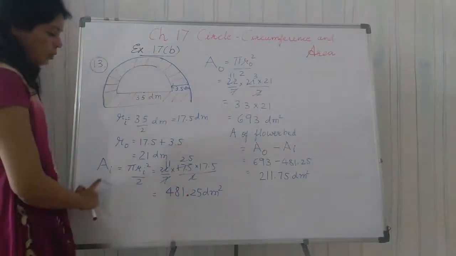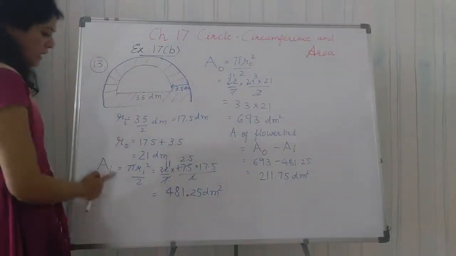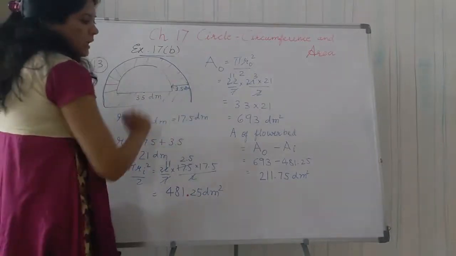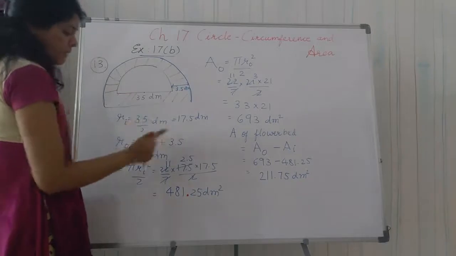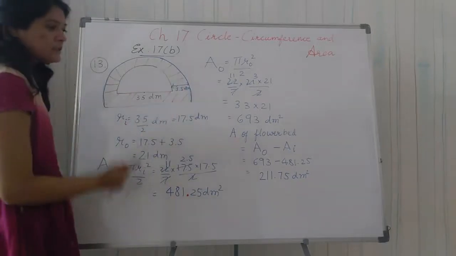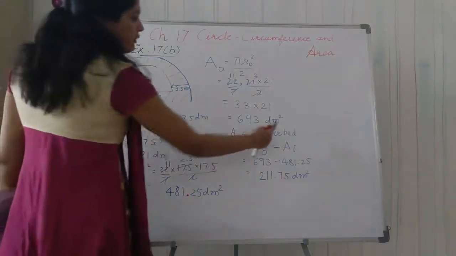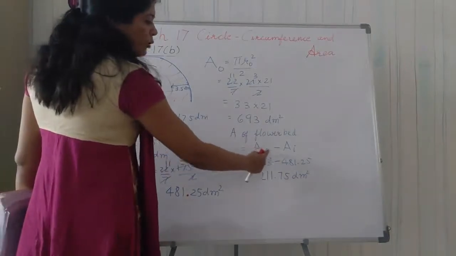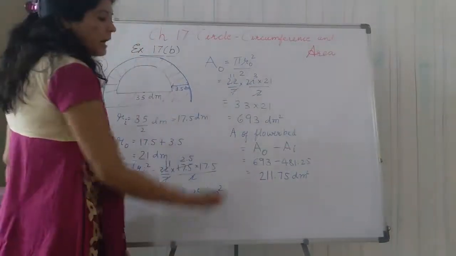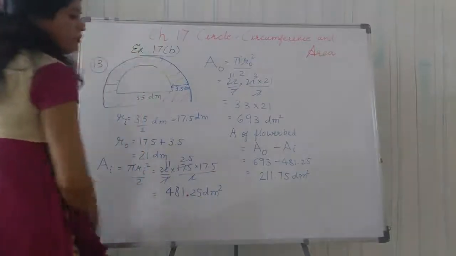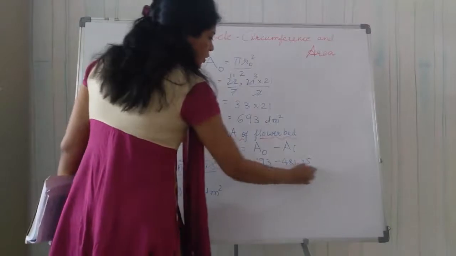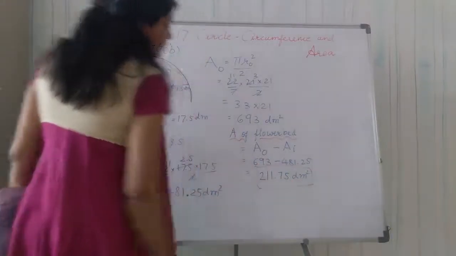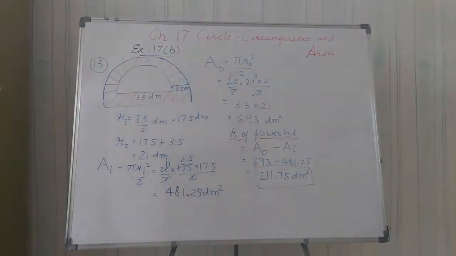So now we get both the areas here, the inner area and the outer area. Now to get this shaded region area, I have to take the subtraction of outer minus inner. For that, area of flower bed is equal to area outer minus area inner. And by subtraction, we get our final answer for the area of the flower bed, which is 211.75 decimeter square. So this way we completed our question number 13.